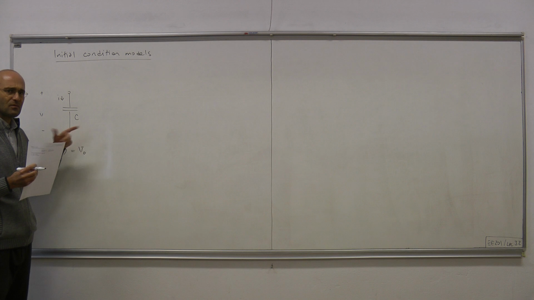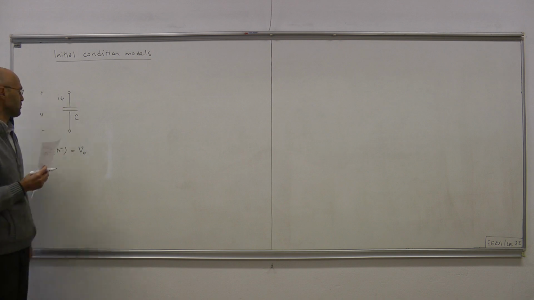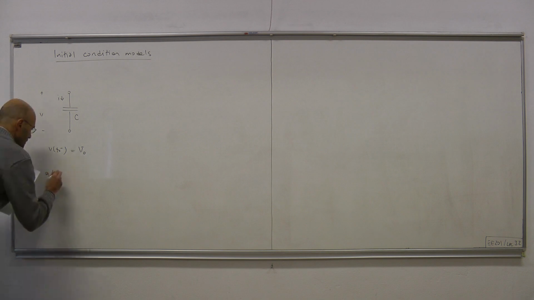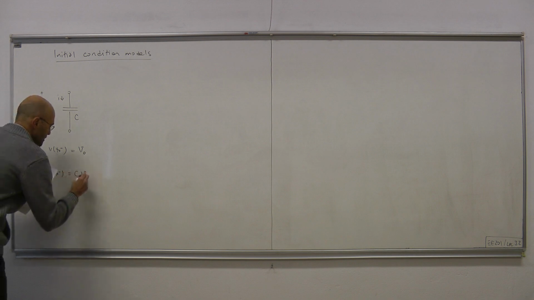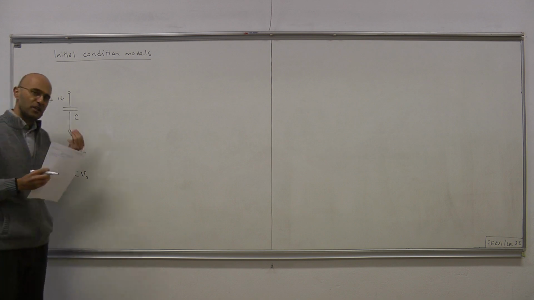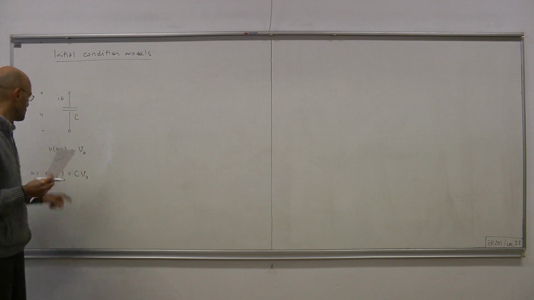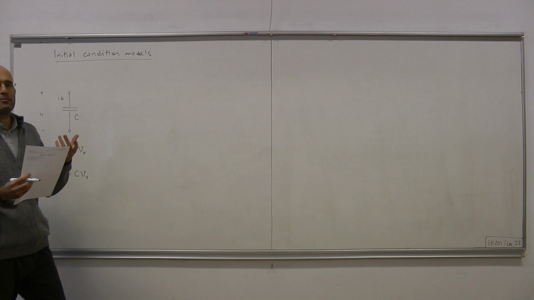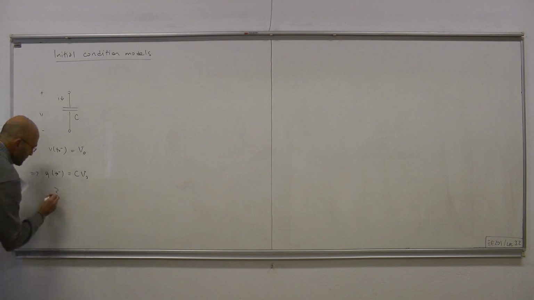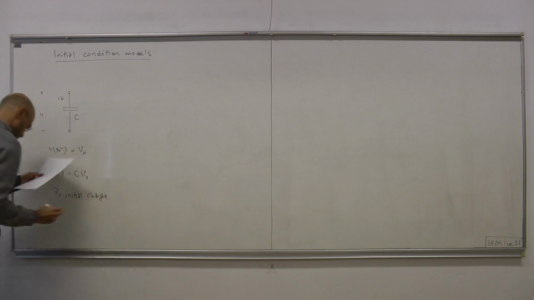Remember that charge Q equals C, the capacitance, times the voltage appearing across the terminals of the capacitor. So this means that Q(t0 minus) is C times V0. Now this notation t0 minus means that t0 is our initial time, and t0 minus is a time that's arbitrarily earlier than t0, so you can take this as t0 minus epsilon, where epsilon is a positive and arbitrarily small constant. Now this is the initial charge of the capacitor.